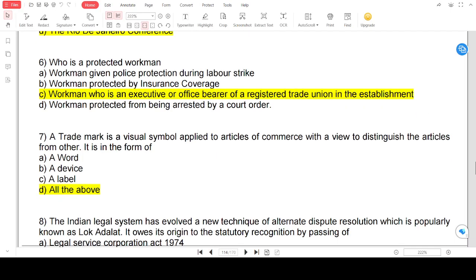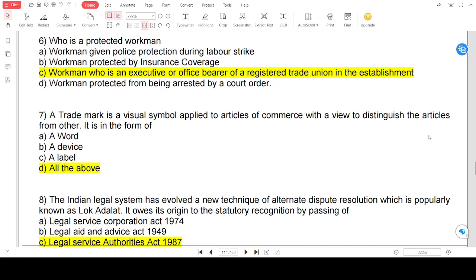A trademark is a visual symbol applied to articles of commerce with a view to distinguish the articles from others. It is in the form of a word, device, or label.